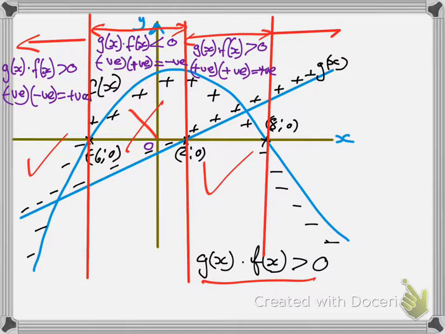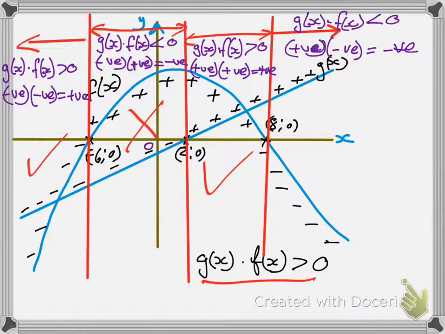Moving on to the last zone, from 8 going upwards, g of x multiplied by f of x is less than 0. Why? Because g of x is positive and f of x is negative. So positive times negative gives you a negative value, which is definitely going to be less than 0.